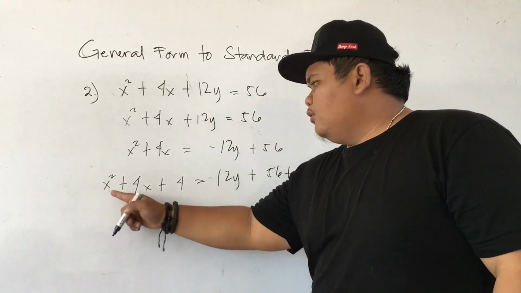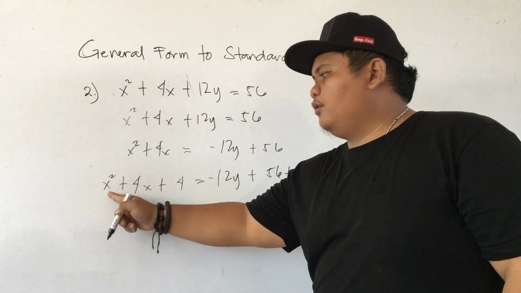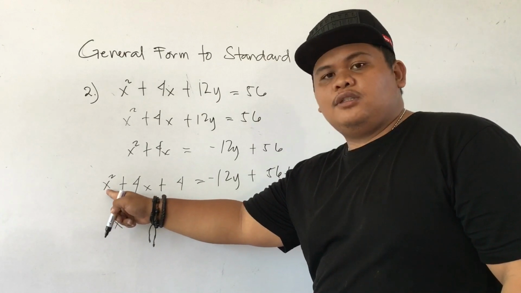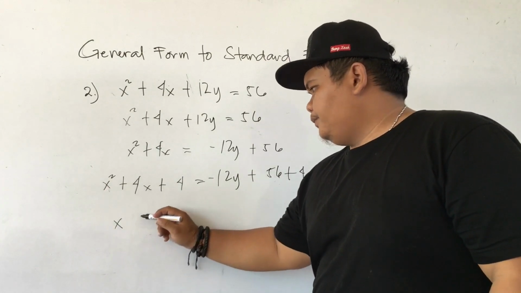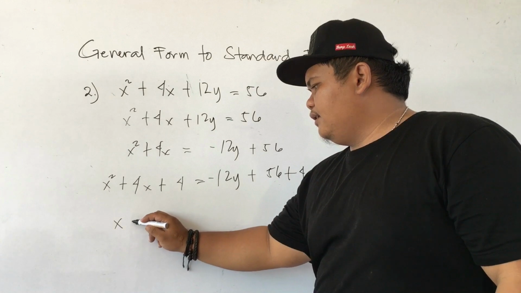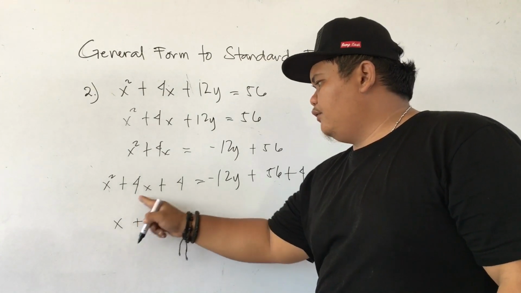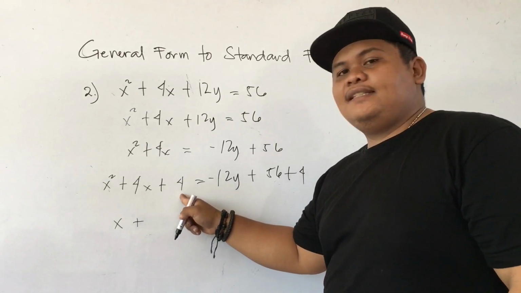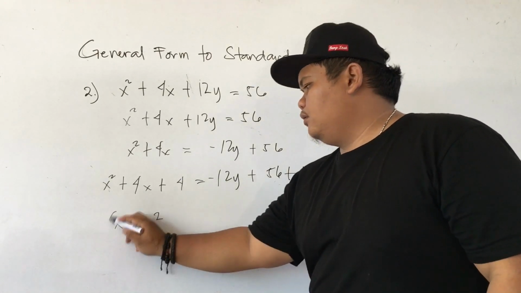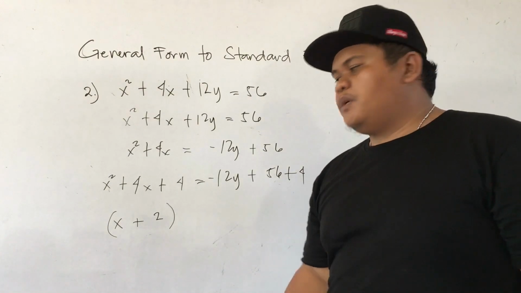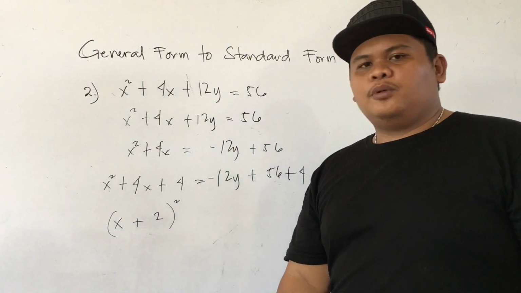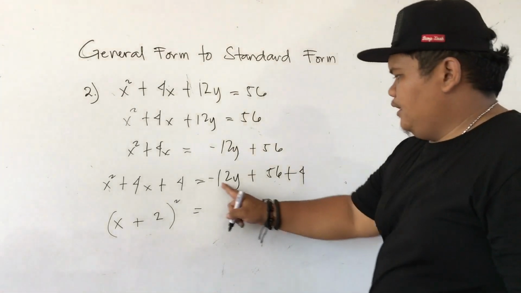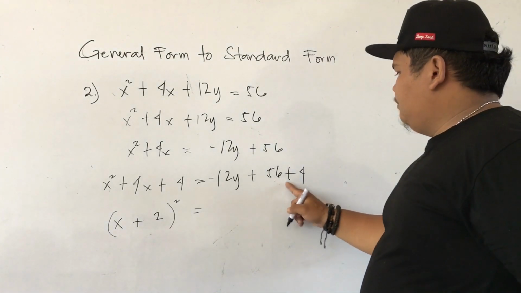So, after we complete the squares of these terms, we are going to rewrite this in binomial form. So first we're going to take the square root of the first term. So the square root of the first term is x. Then the sign is addition because we have here all positive signs. And the square root of the last term is 2. Then we're going to enclose that in parentheses and put the exponent. Then we have here negative 12y plus 56 plus 4.